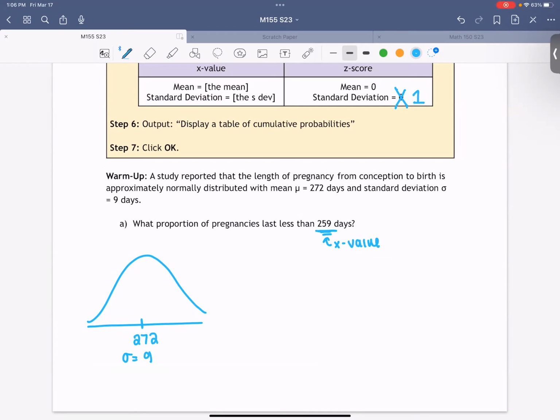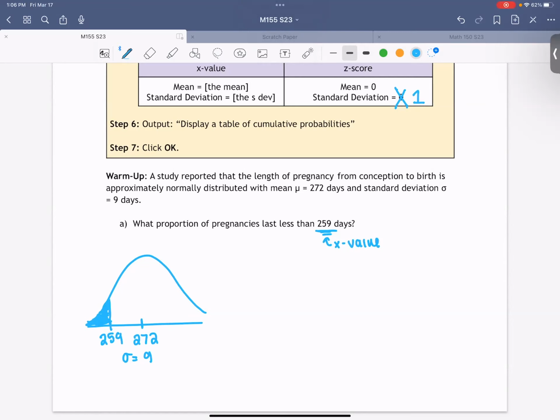And I'm just going to mark 259 on my plot. So it looks like 259 might be, I don't know, somewhere below the mean. So here. And if I'm doing a less than question, I'm going to shade in everything to the left, right? So this is what I'm shading in. Okay. Once I have this visual, I can go on Minitab and follow the instructions here.